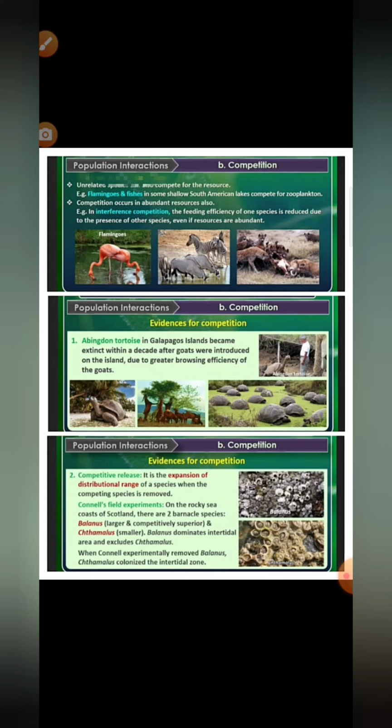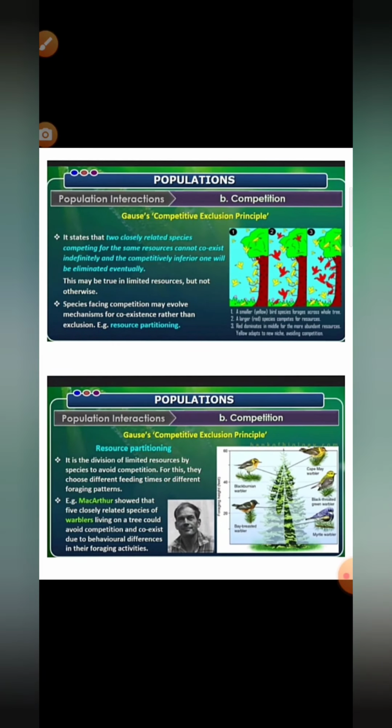Competitive release refers to the phenomenon in which a species whose distribution is restricted to a small geographical area because of the presence of a competitively superior species is found to expand its distributional range dramatically when the competing species is experimentally removed. Here we come to Gause's competitive exclusion principle.